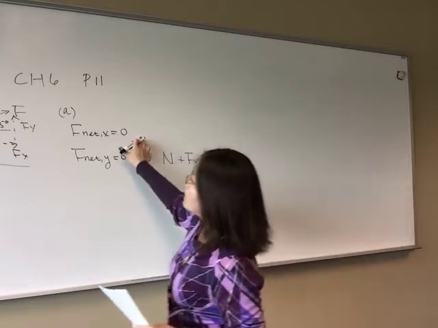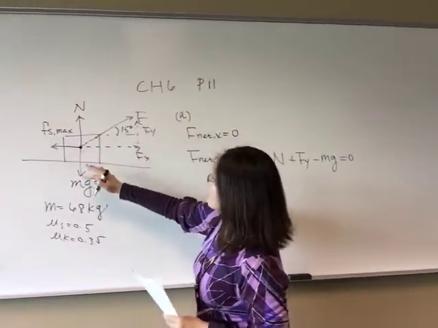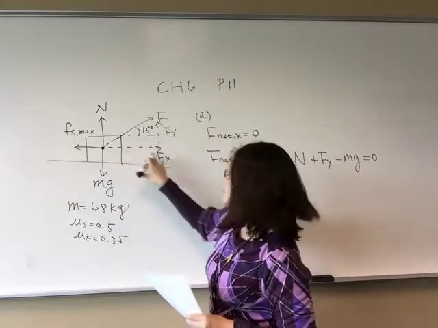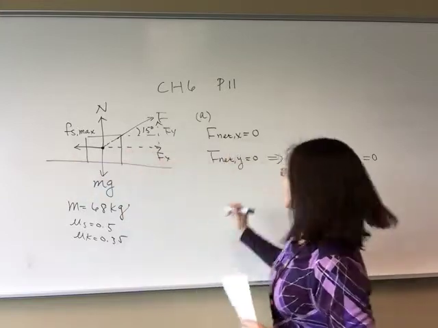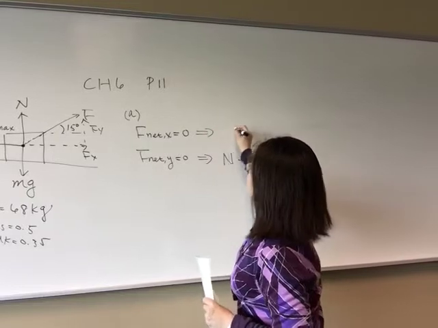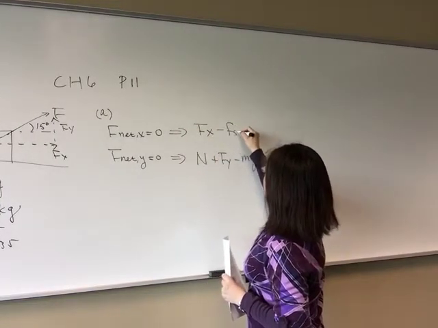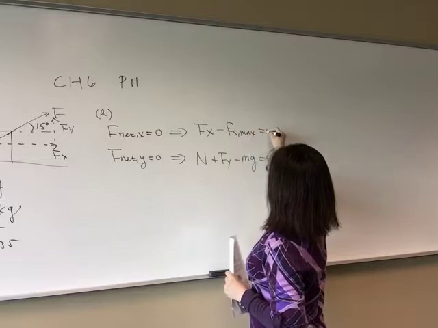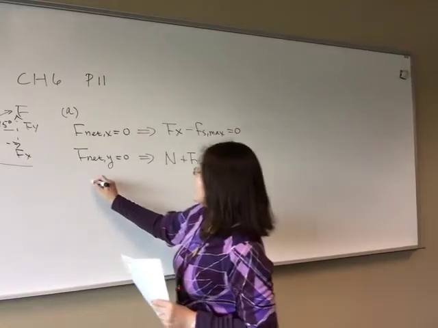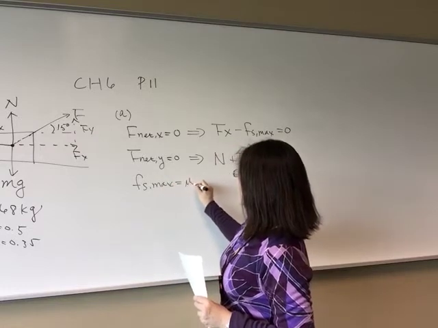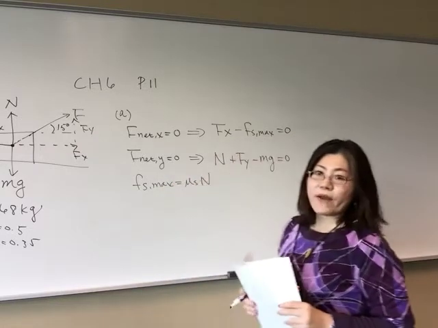Now, what about the horizontal component? In the horizontal, you have the Fx and the maximum static friction. These two should balance each other, so you have Fx minus the maximum static friction equal to 0. So what is the maximum static friction? The maximum static friction is simply equal to mu s times your normal force N.